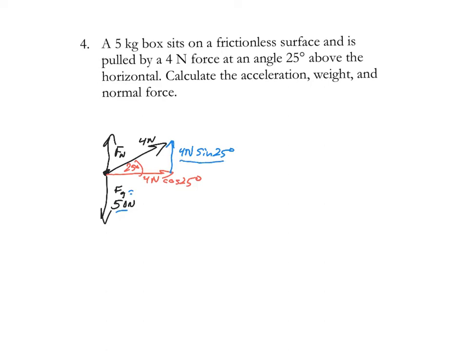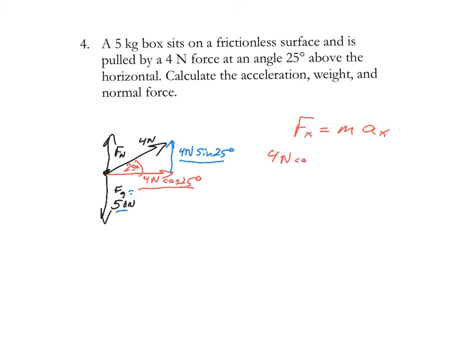Now, what we can do though is find, there's no friction, so the force in the x direction, I should be doing this in red. The force in the x direction equals mass times the acceleration in the x direction. The only force in the x direction is right here. 4 newtons. Okay, I'm better now.